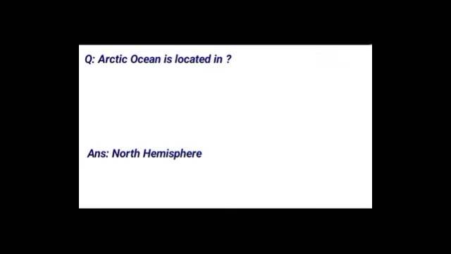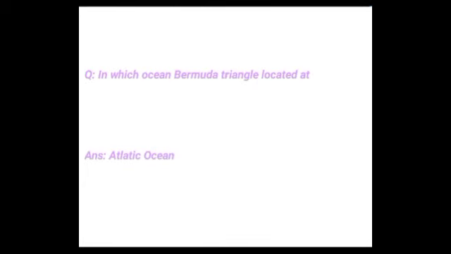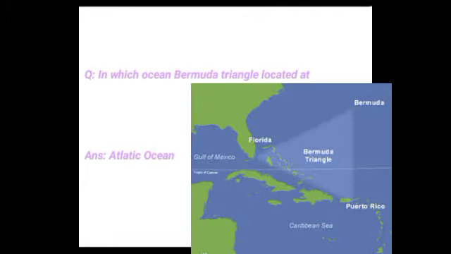Arctic Ocean is located in the Northern Hemisphere. In which ocean is the Bermuda Triangle located? Answer is Atlantic Ocean. The Bermuda Triangle is an imaginary triangle-shaped place.